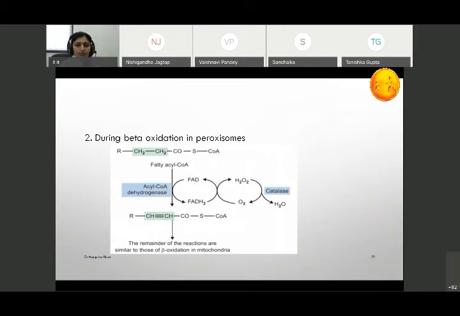You have learned about beta oxidation of palmitic acid or other fatty acids. Where does beta oxidation occur?